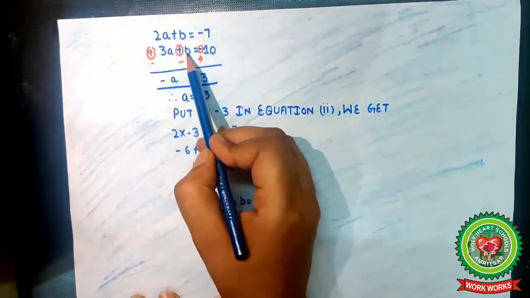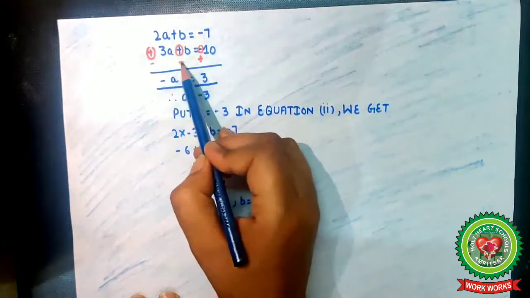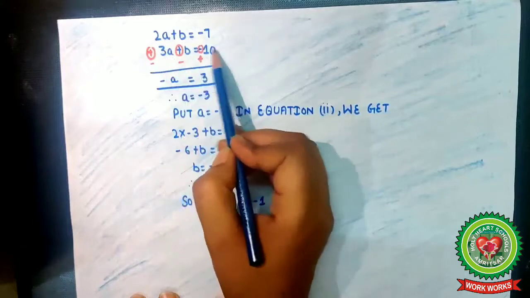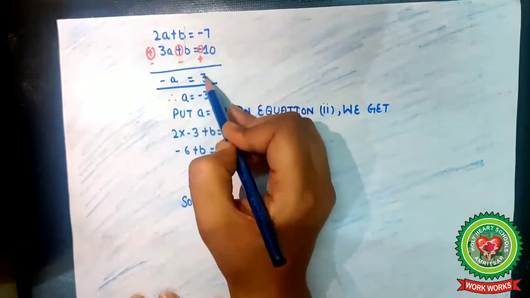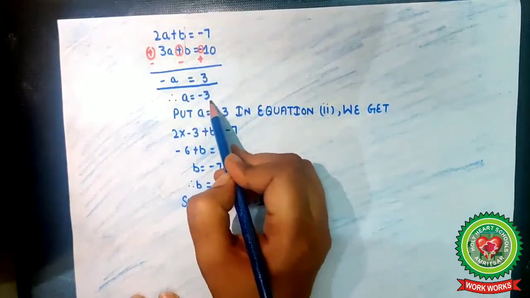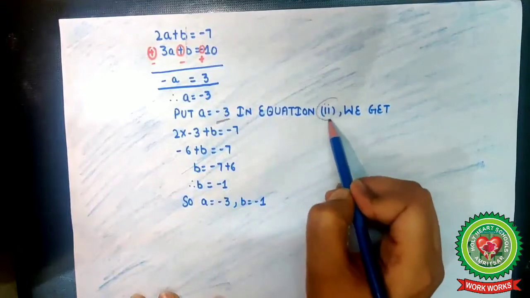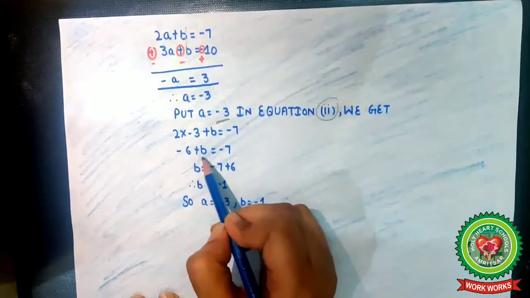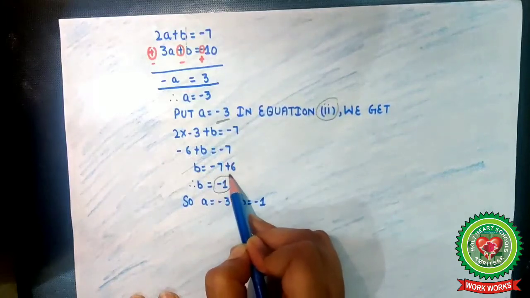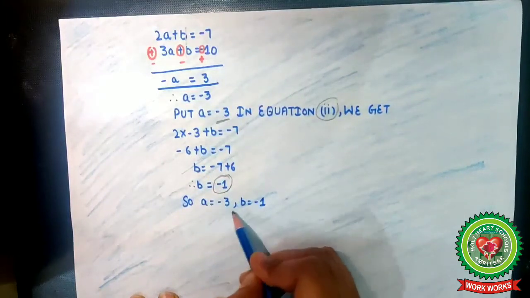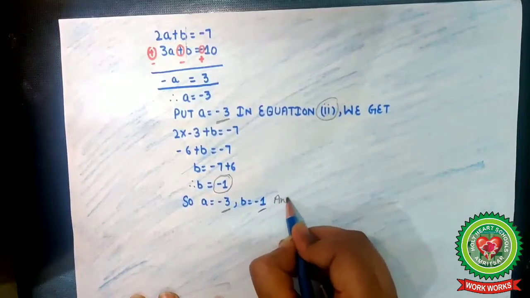As we can see, the sign of b is the same, so we have to do sign lock and change. After changing the sign, b and b will cut. This will give me minus a equals 3. Therefore a equals minus 3. Now we will put a equals minus 3 in equation number 2. We get minus 6 plus b equals minus 7, which will give me the value of b as minus 1. So what is the value of a? That is minus 3. What is the value of b? That is minus 1. This is the answer.